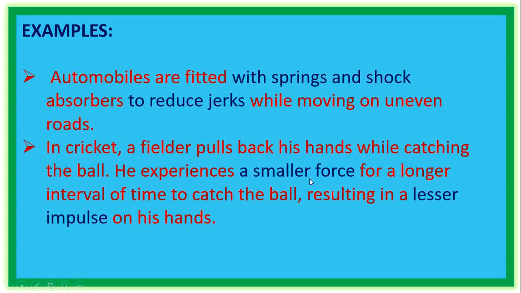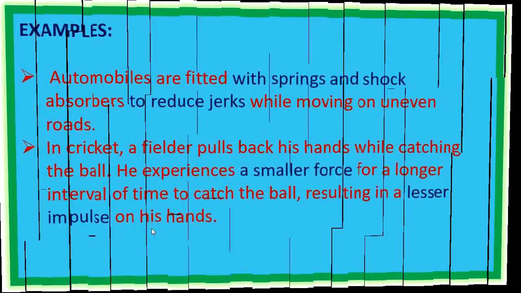So, if the force is very small and the interval is long, then only a very small impulse is produced. According to the condition of impulse and change in momentum, if the force is very small, the time interval is long. If the force is very large, the time interval is very small. So, a smaller force acting for a longer interval of time means a lesser impulse takes place on the hands.